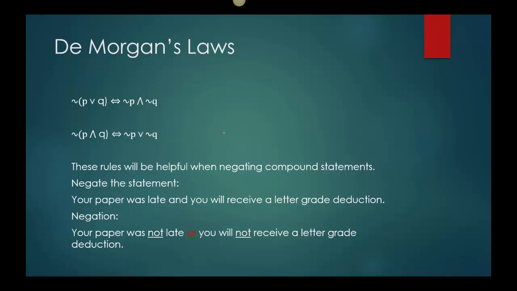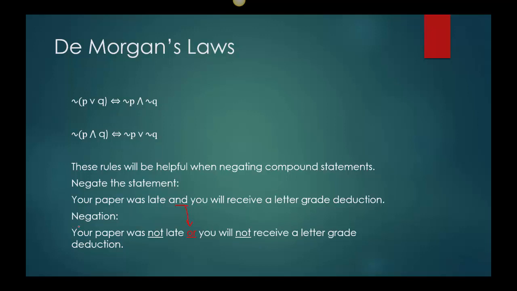These rules are sometimes helpful when you're negating compound statements. They just sound better, and I really like them. So like, let's consider this statement. Your paper was late and you will receive a letter grade deduction. The negation of that is your paper was not late. Do you see how this and became an or? You will not receive a grade letter deduction. I think this is a good way to say things, is using De Morgan's Law.